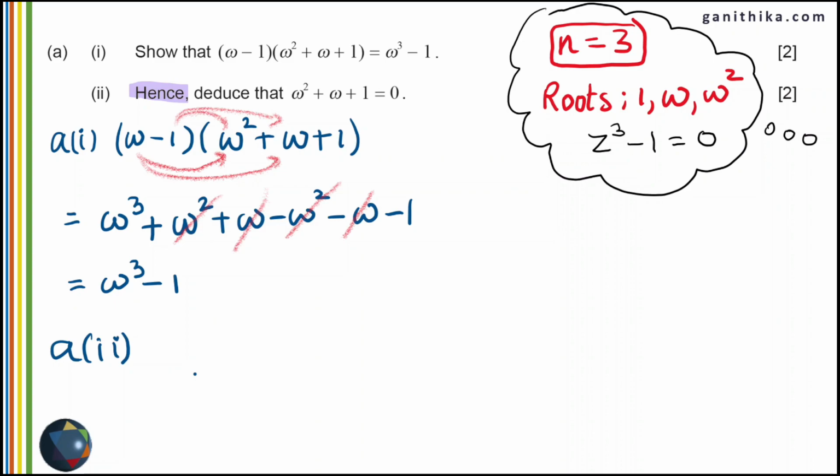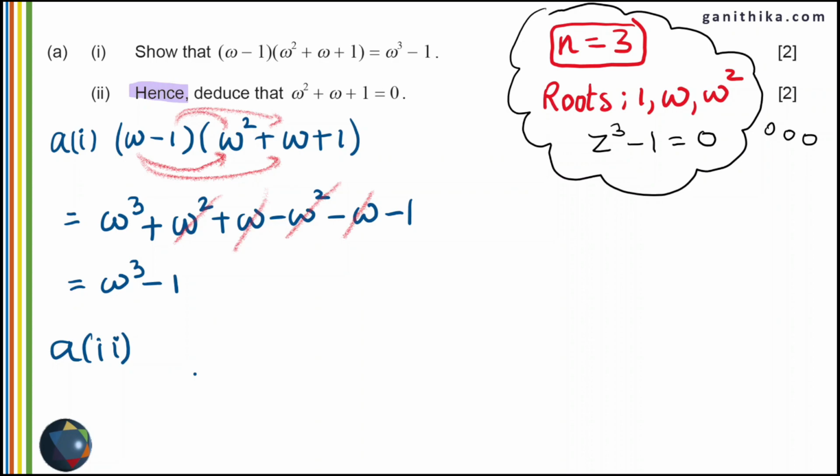So we are in the position where n equals 3 and the equation is z cube minus 1 equal to 0, or z cube equal to 1. The roots are going to be 1, omega and omega square, and in this case we are going to prove that omega square plus omega plus 1 is equal to 0. So if you compare this with A1, you can see that there are 2 terms, omega minus 1 and omega cube minus 1. So what happens to omega minus 1 and omega cube minus 1 in this case?